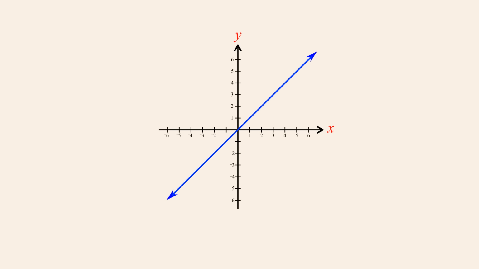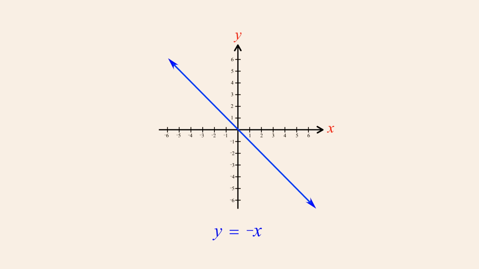Now let's find the slope of the line y equals negative x. Once again, we can pick any 2 points separated horizontally by 1 unit. If we pick the points (3, -3) and (4, -4), the right point's y-coordinate is -4, and the left point's y-coordinate is -3. So the right point's y-coordinate minus the left is -4 minus -3, which is the same as -4 plus 3, or -1. So the slope of this line is -1.